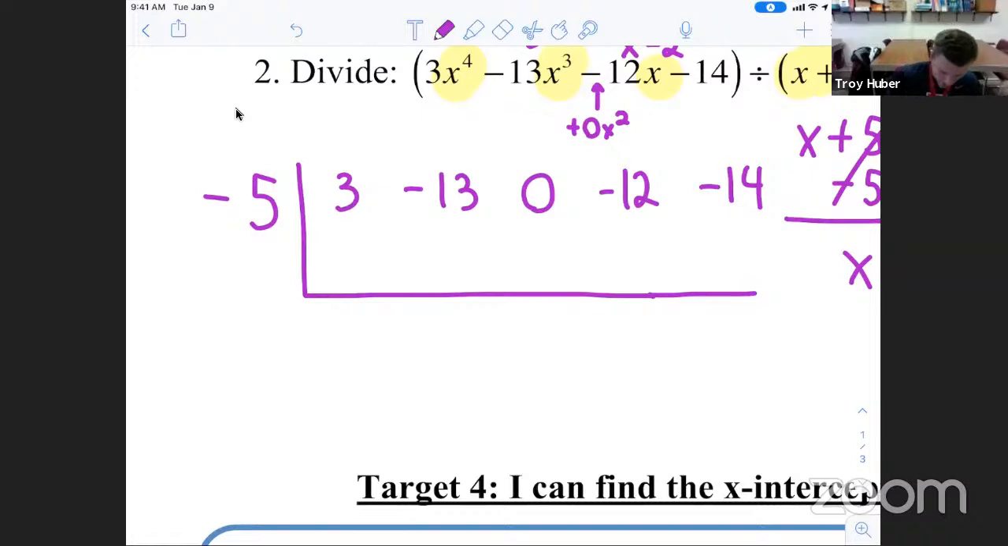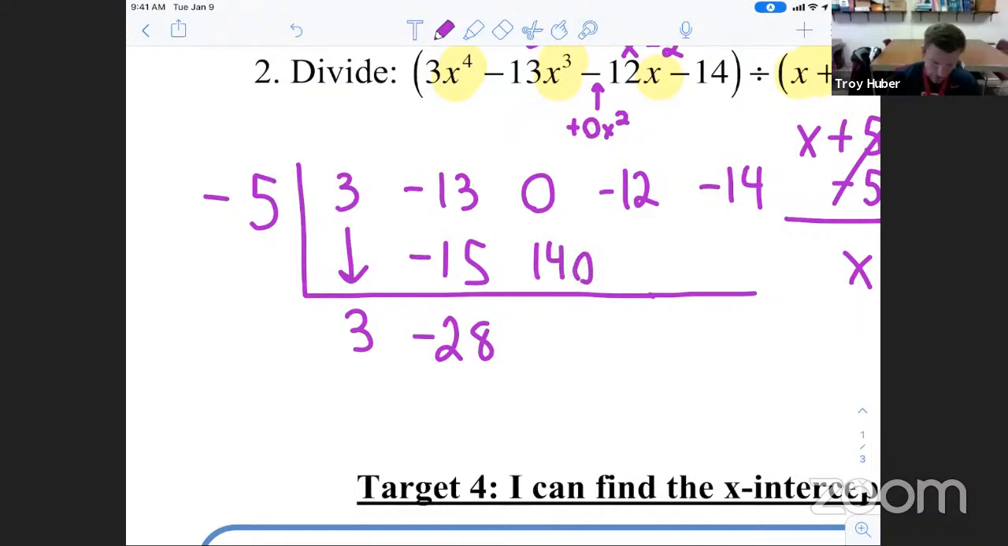All right, so we're going to bring this first term down. So that's a 3. Negative 5 times 3 should give, times a negative 5 is going to be positive. Negative times a negative is positive. So I believe that would be 140. Then we add 140 plus 0 is just 140. 140 times negative 5 should give us negative 700. Negative 700 plus negative 12 is negative 712.